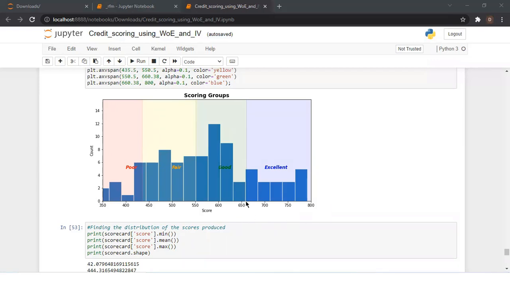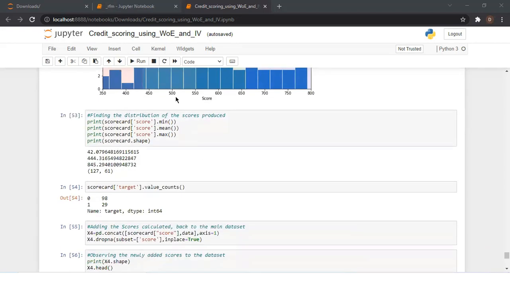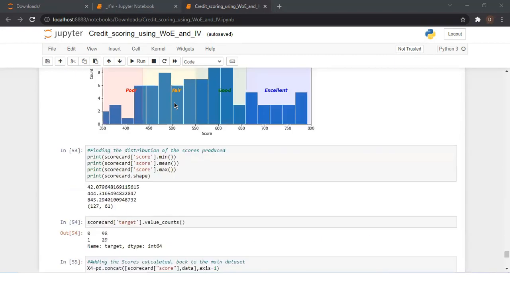Anyone having 675 or 680 as a credit score was termed an excellent customer for that financial institution. Anyone with less than 430 as a credit score was termed a poor customer, or very likely to default, and thus we would not provide any financing to this person. So this is essentially how the credit score is arrived at.